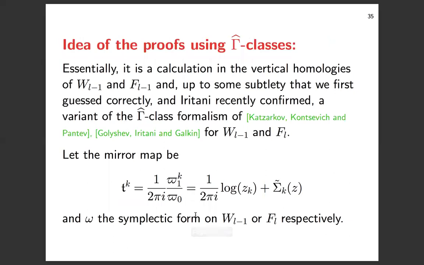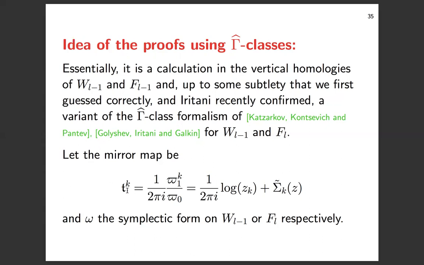And now I can get to the proof, or the idea of the proof, of this gamma class, using these gamma classes of these coefficients. So this gamma class basically was proposed by Katzarkov, Kontsevich and Pantev, and then Galkin, Golyshev and Iritani worked it out for some Fano varieties, and so there's a fully developed theory of how the gamma class gives the asymptotic behavior of these periods.